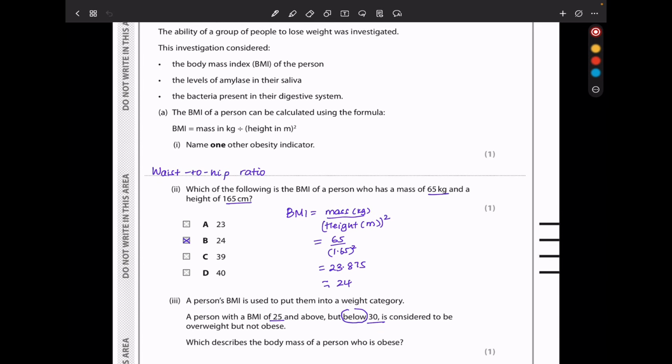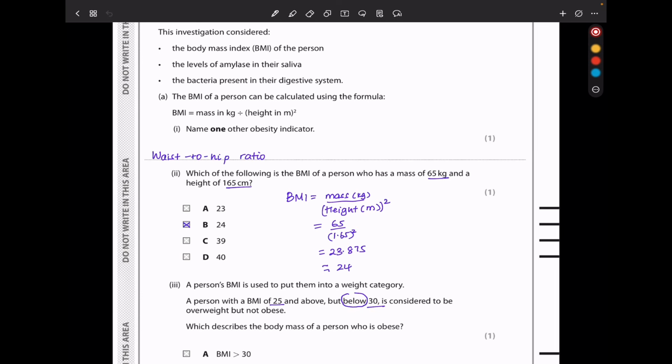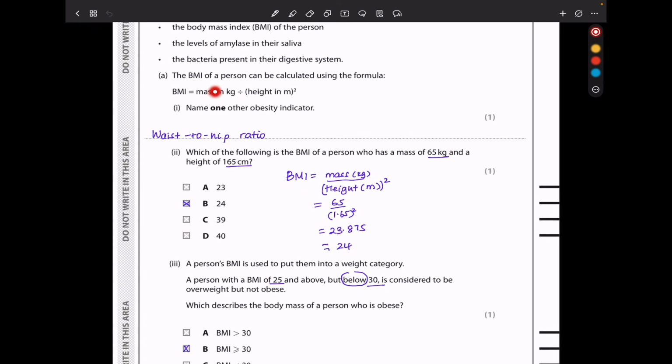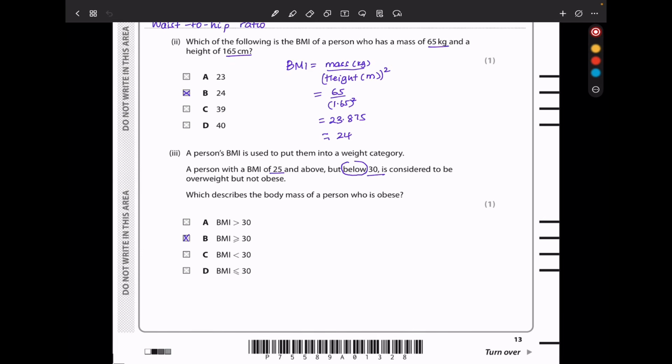They say name one other obesity indicator. I wrote the waist to hip ratio. Then the next part says which of the following is the BMI of a person who has a mass of 65 kilograms and the height of 165 centimeters. Using this formula here to calculate the BMI, the mass in kilograms is going to be 65, and the height is 165 centimeters, which is 1.65 meters. So BMI will be 65 divided by 1.65 squared, giving us the answer 24, and B is going to be the answer.